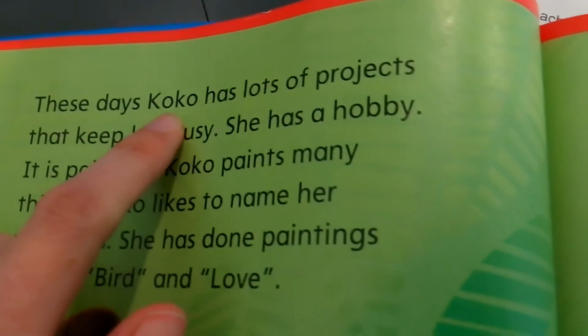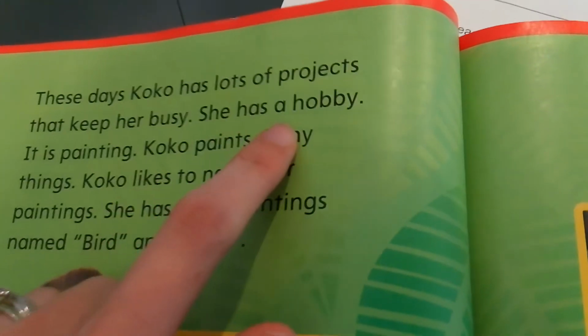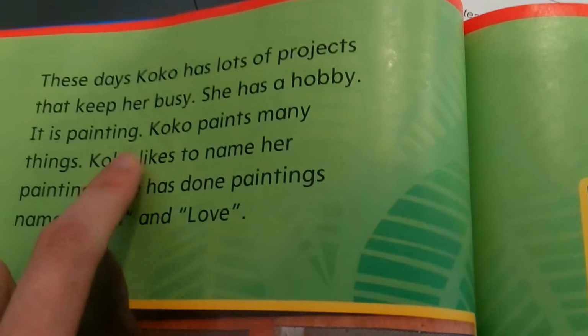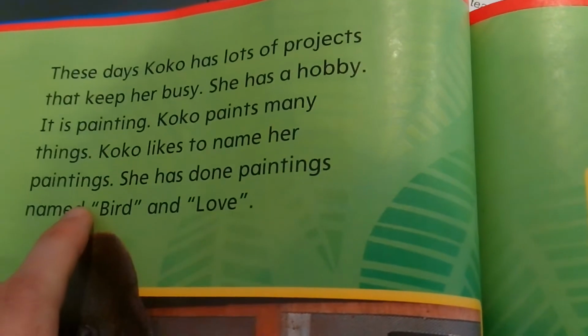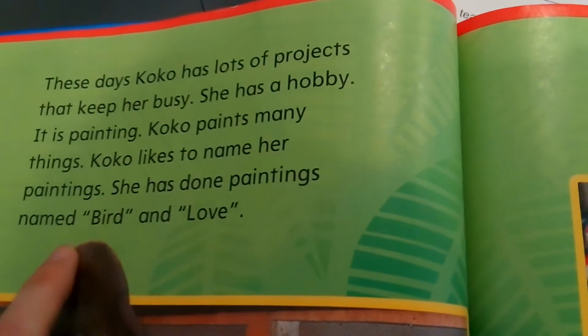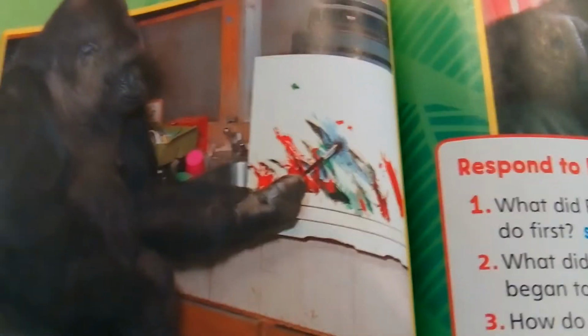These days, Koko has lots of projects that keep her busy. She has a hobby. It is painting. Koko paints many things. Koko likes to name her paintings. She has done paintings named Bird and Love. Koko's favorite color is red.